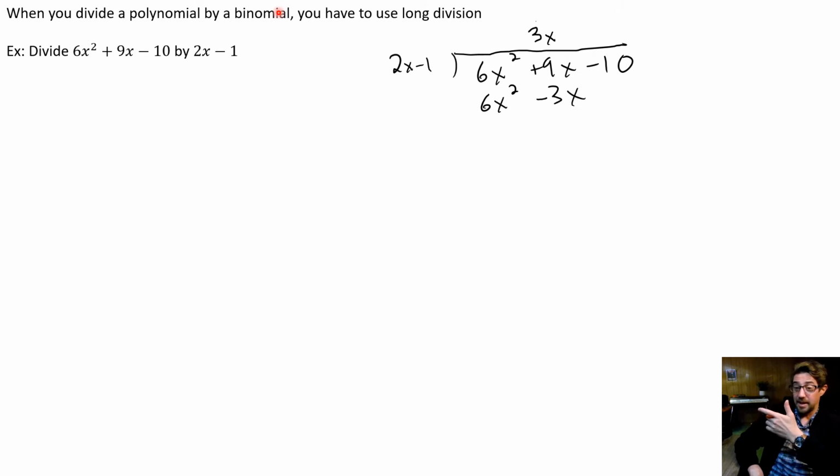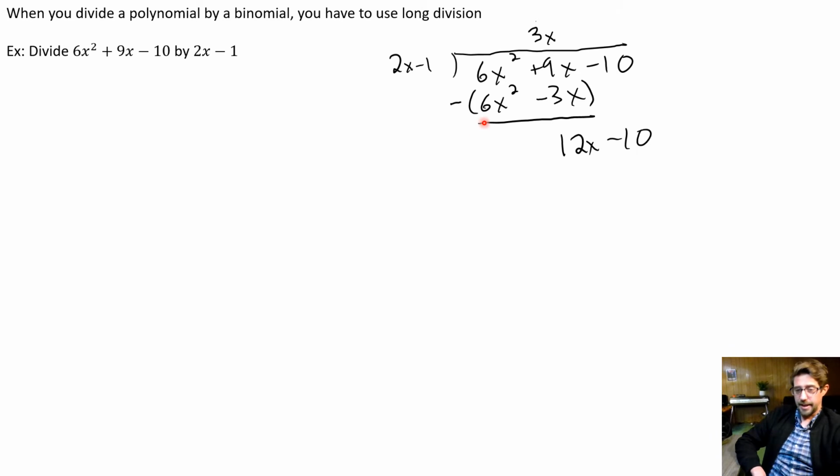Okay, now remember the next thing you do in long division? You subtract. And a word of warning here. You're subtracting this entire term, this entire binomial here, 6x squared minus 3x. So I would put parentheses around it. Like that. It's super easy to make a mistake in this part. So just be really careful. When you subtract it, right, this is actually 9x minus negative 3x. That would be really easy to miss.